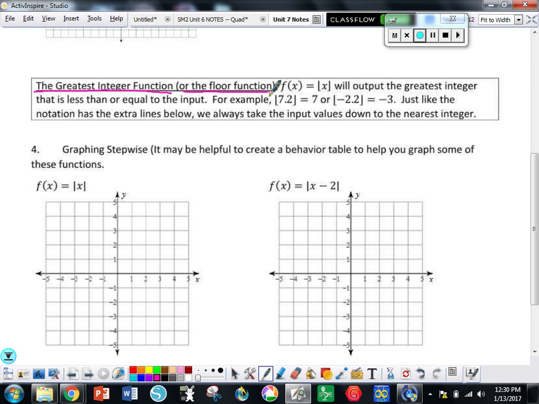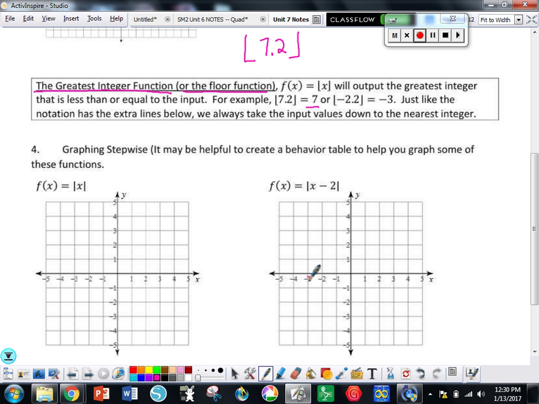So that means if I input a 7.2, the symbol for this kind of looks like the absolute value, but with a little line underneath. If I gave you 7.2 as an input, and I was using the floor function, I would round that to a 7 because it's rounding down. Now for a babysitter, do we want to use the floor function or the ceiling function? We want the ceiling function, right? We want them to round up.